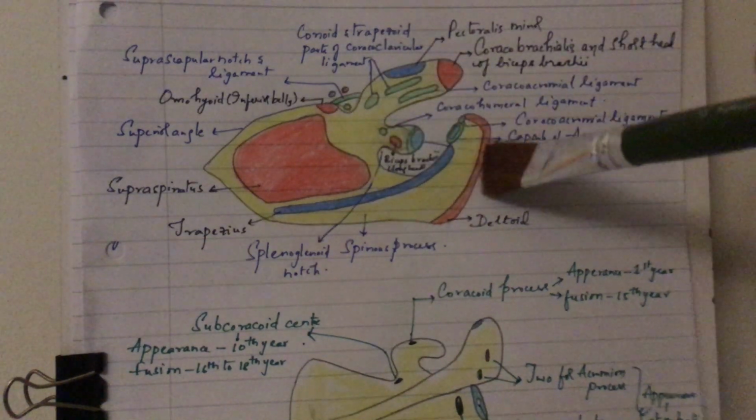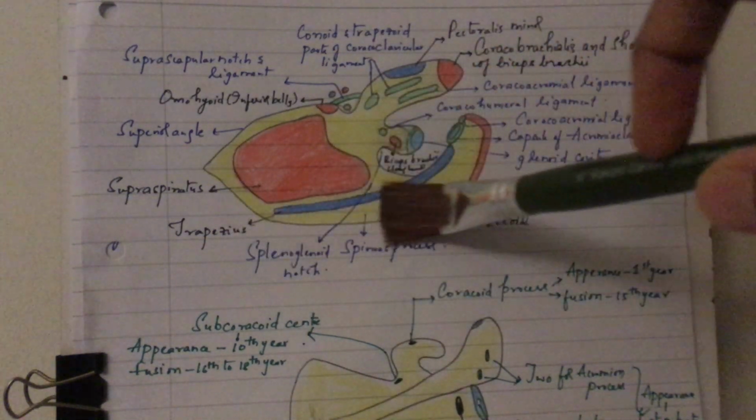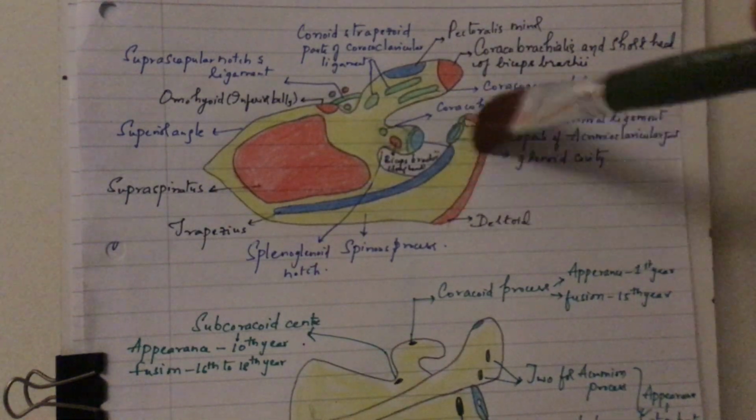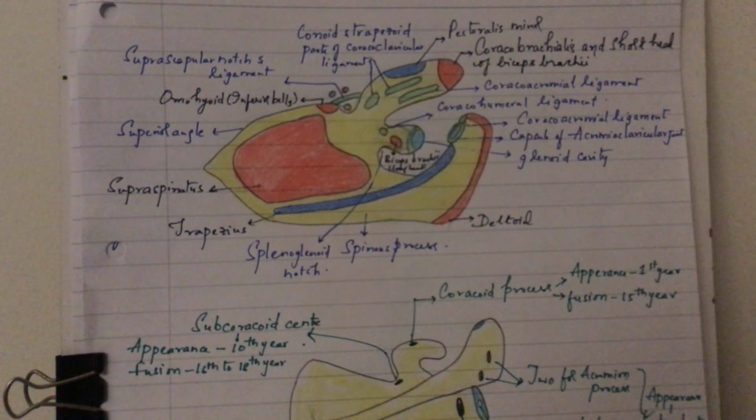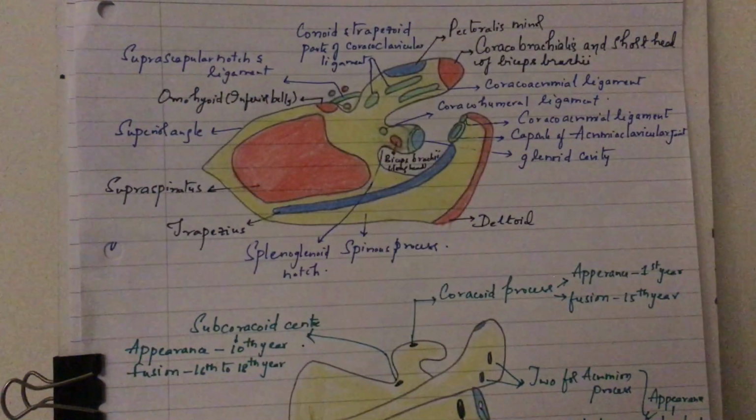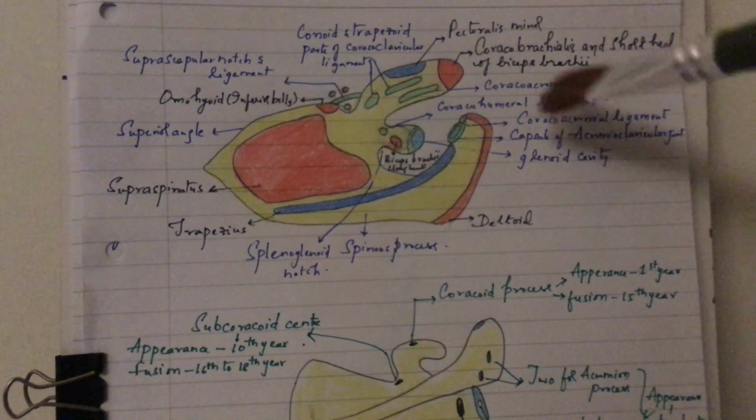So this is the coracoid, this is the acromion. This is the spinous process. Here we have the acromion, here is the coracoid process. Then the spinoglenoid ligament bridges the spinoglenoid notch, and the suprascapular vessels and nerves pass deep to it.